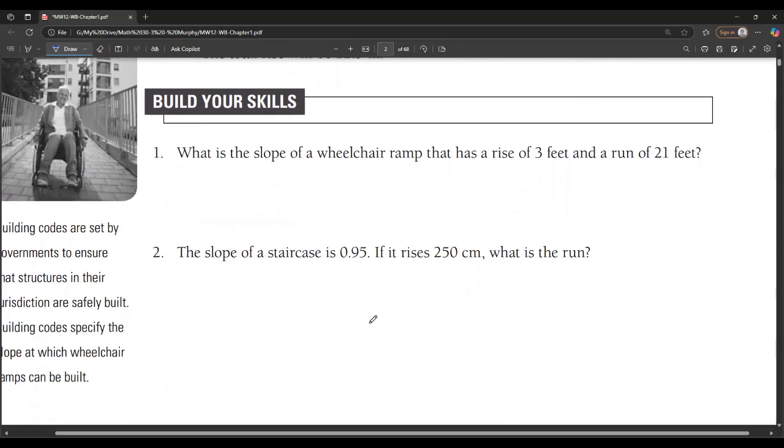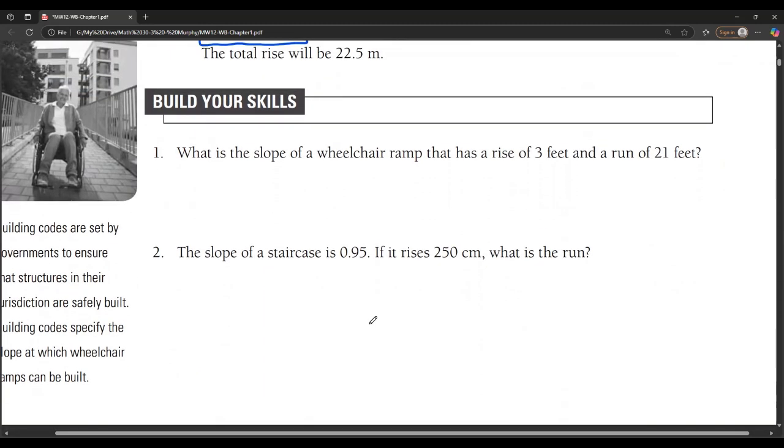Okay, build your skills. So this part of the course will be examples that I do with you, so you can just follow along. So what is the slope of a wheelchair ramp that has a rise of 3 feet and it runs 21?